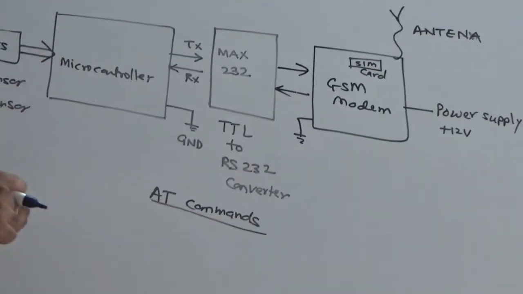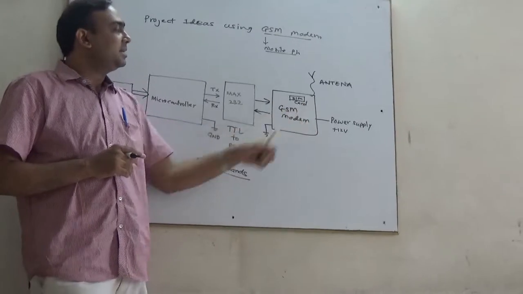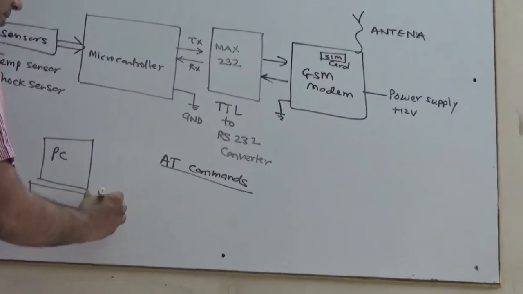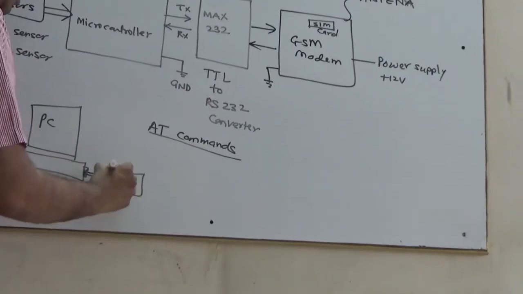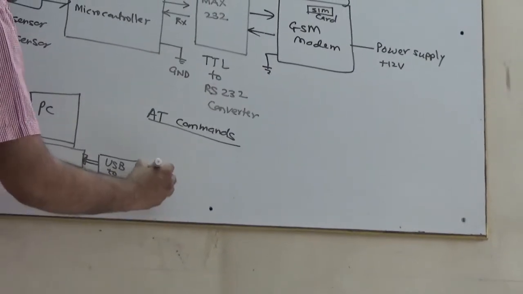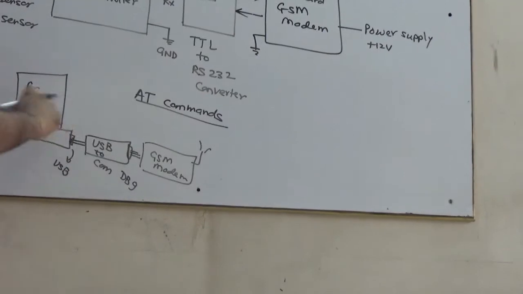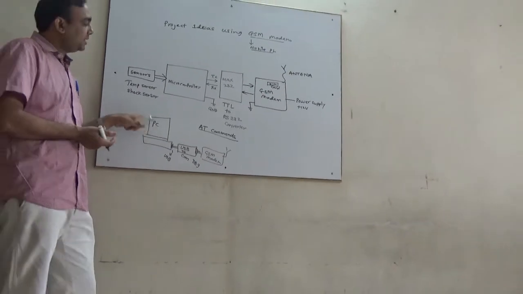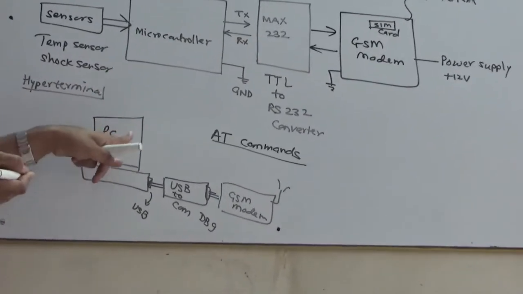Now we'll see practically how to test a GSM modem. Suppose we don't have a microcontroller and all this hardware, still we want to test the GSM modem. In that case, we can take the help of a PC. We have a personal computer here, and nowadays we generally have a USB port. So we need a hardware USB to COM converter, and here we have a COM port DB9 connector, and to this COM port we can connect the GSM modem. And we can pass AT commands from the PC to the GSM modem. In operating systems like Windows XP, there is something called HyperTerminal. With the help of HyperTerminal, we can send commands from the PC to the GSM modem.